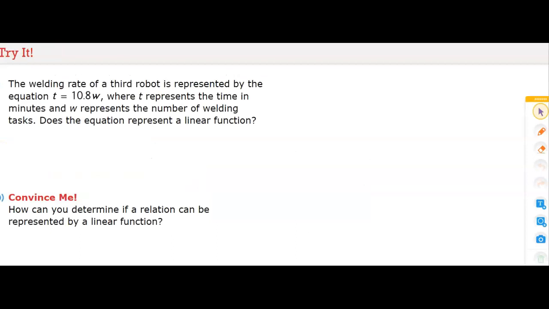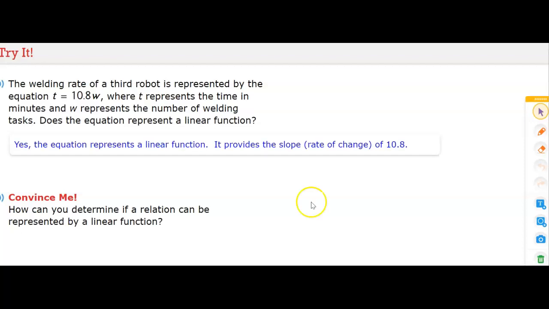The welding rate of a third robot is represented by the equation T = 10 8/10 W, where T represents the time in minutes and W represents the number of welding tasks. Does the equation represent a linear function? Yes, the equation represents a linear function. It provides the slope, a rate of change of 10 8/10.